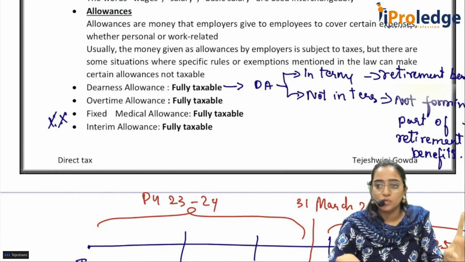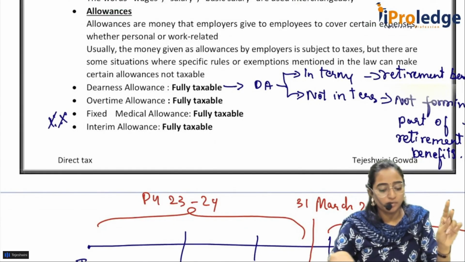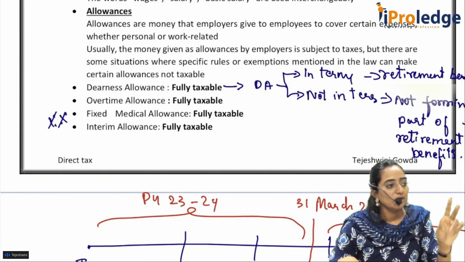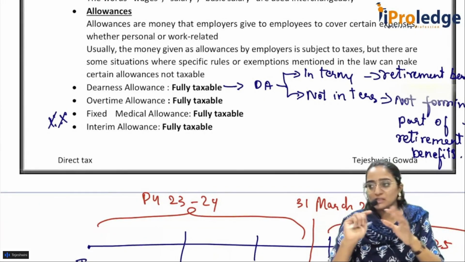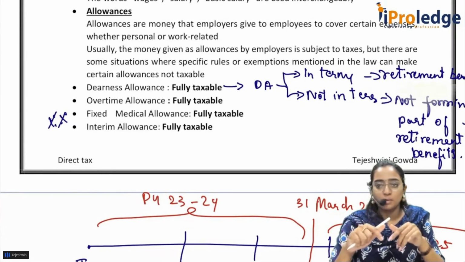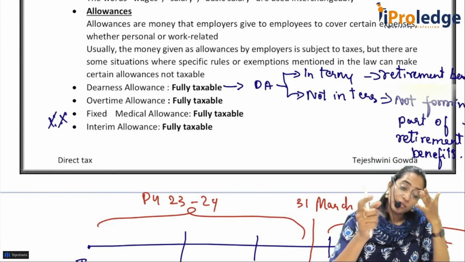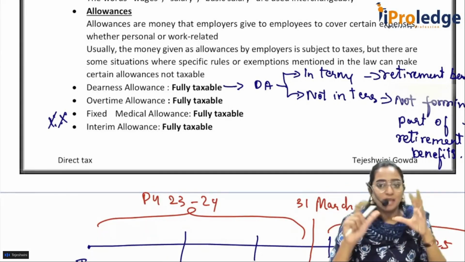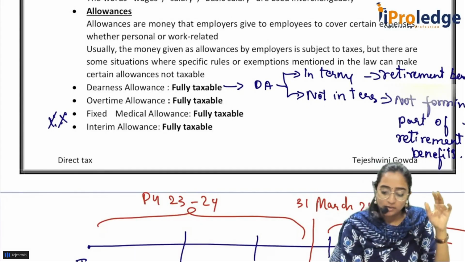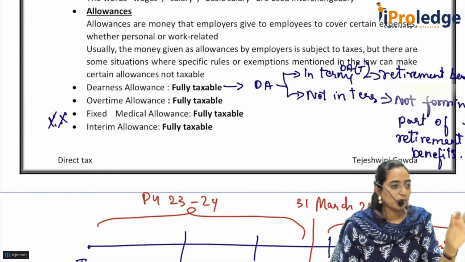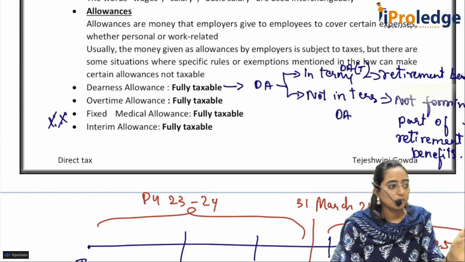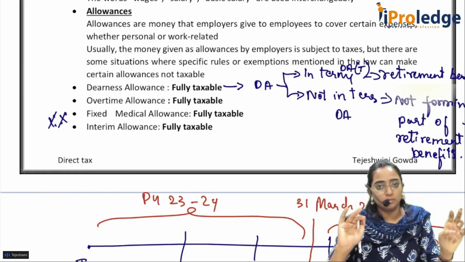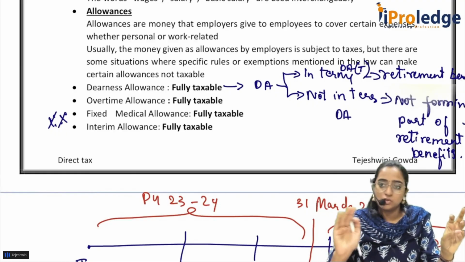So DA in terms, DA not in terms: forming part of retirement benefit, not forming part of retirement benefit. Not forming part of retirement benefit means the entire amount is received, no calculation, no retirement benefit for that employee. Forming part of retirement benefit means a portion of the DA amount is considered for the calculation of your retirement benefit. Wherever I record DA with T within the bracket, it means it is in terms, forming part of retirement benefit. Wherever I record just DA, it means it is not forming part of retirement benefit. In the question, they can give you in terms or not in terms.